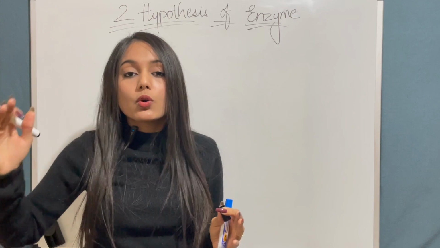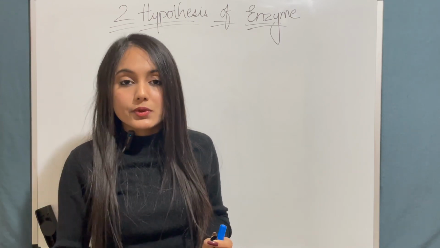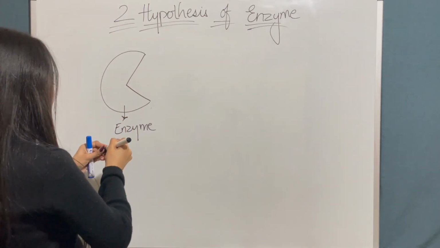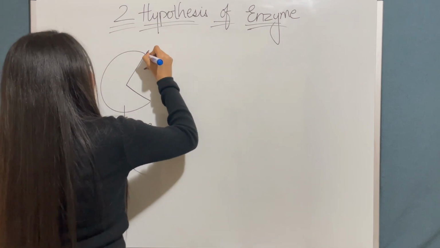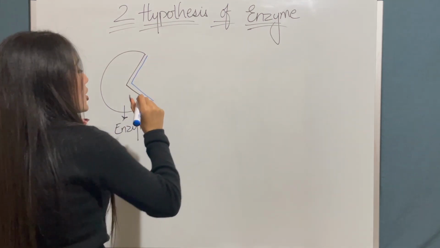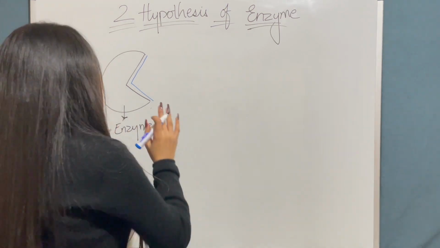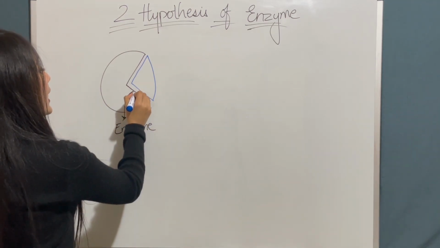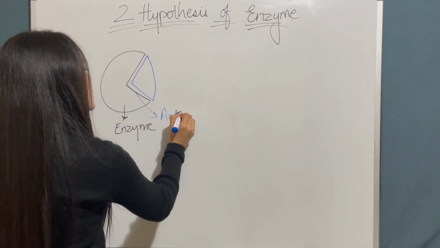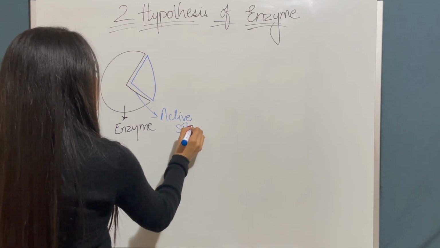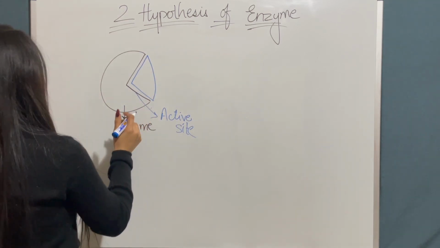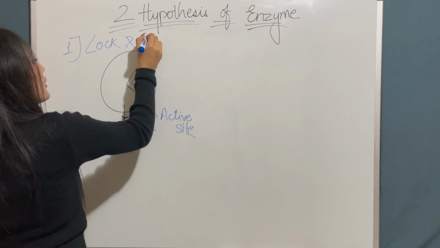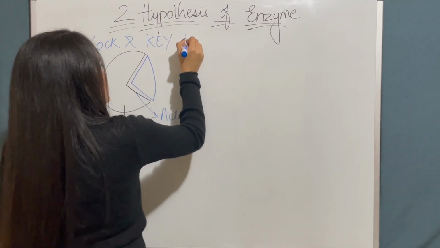The enzyme will carry on the reaction only when it gets its own substrate, which is 100% complementary to the active site of the enzyme. What do I mean by complementary? This enzyme should get a substrate that fits perfectly inside it, like this. As you can see, it fits perfectly in this active site. So in this case, the first one is called the lock and key hypothesis.